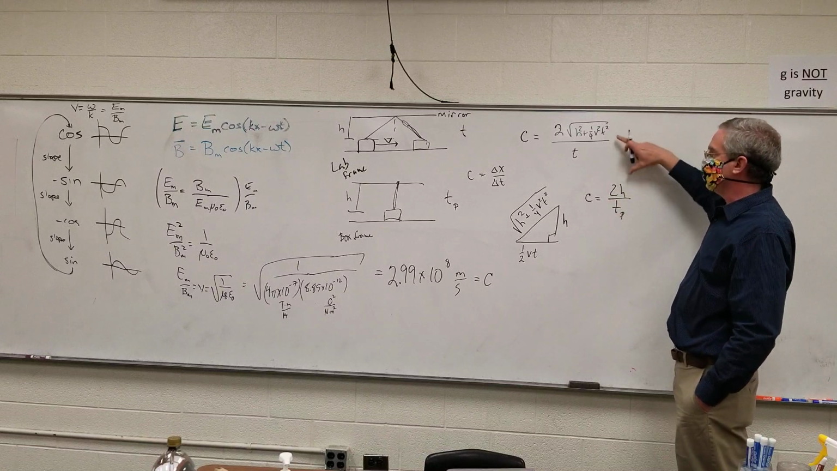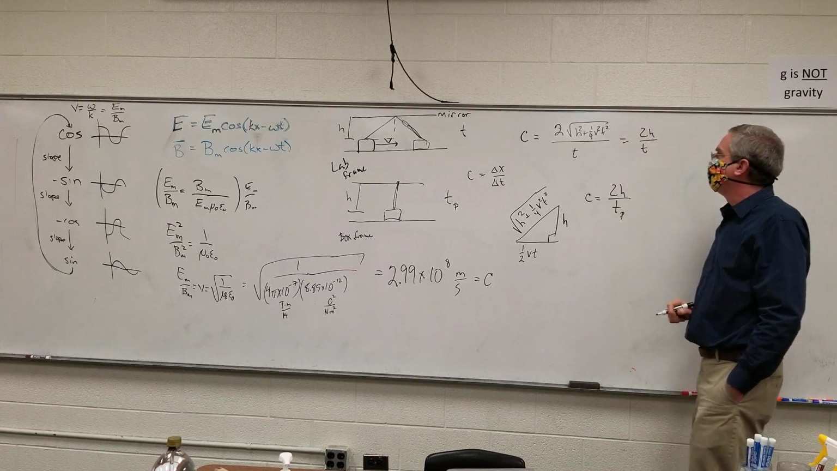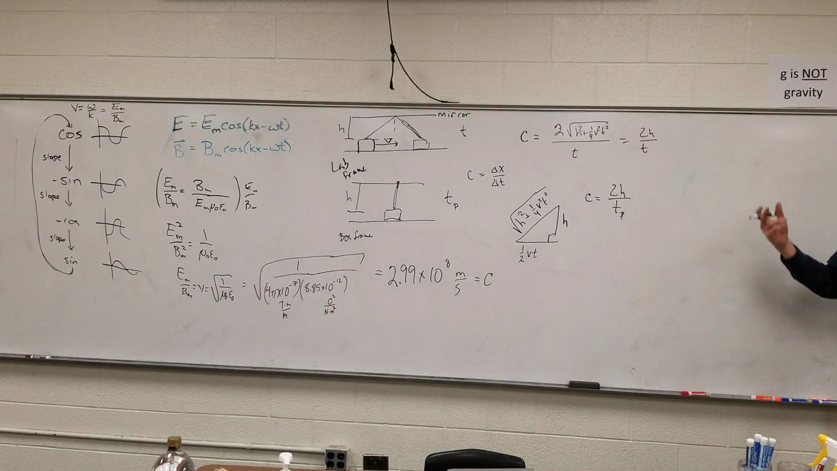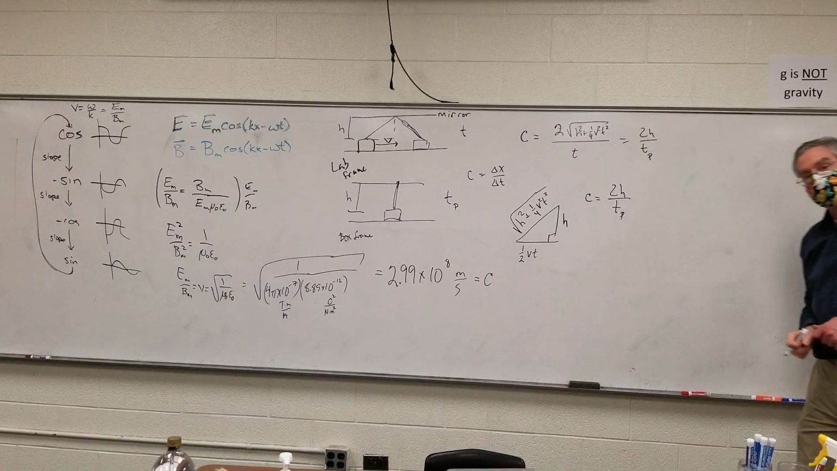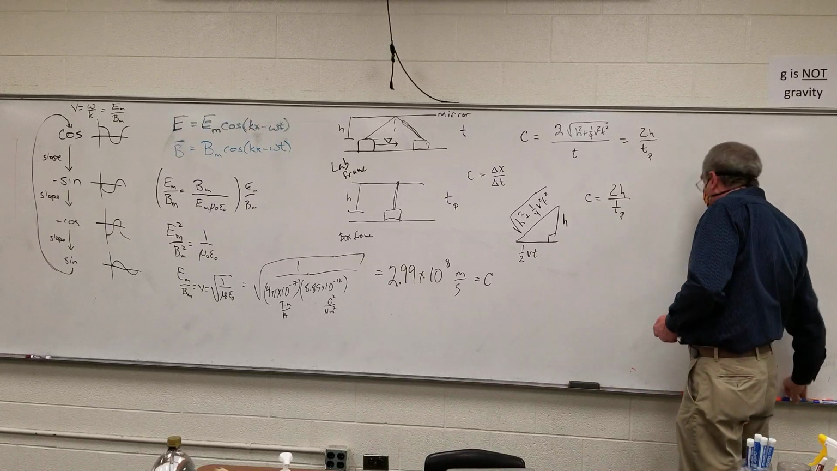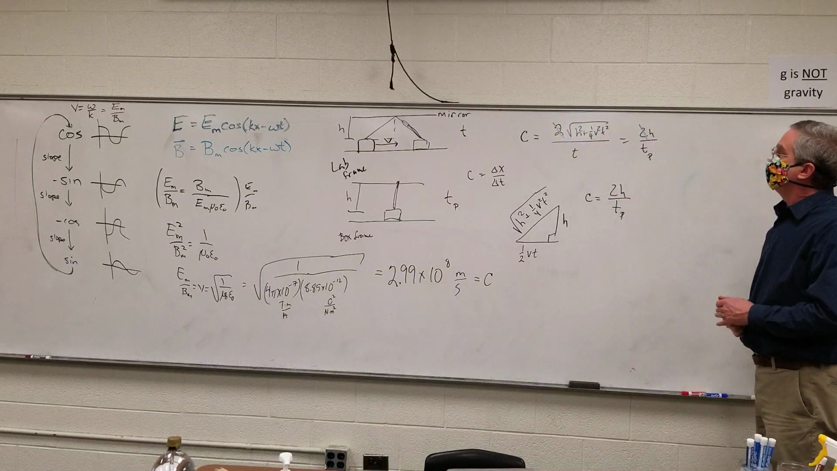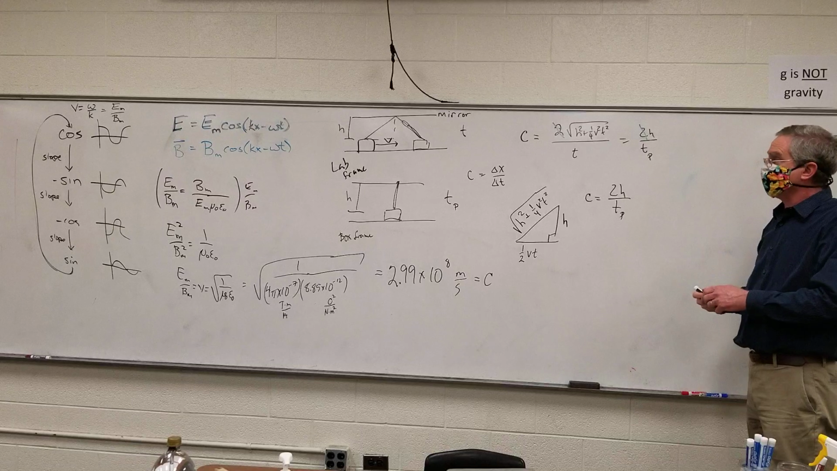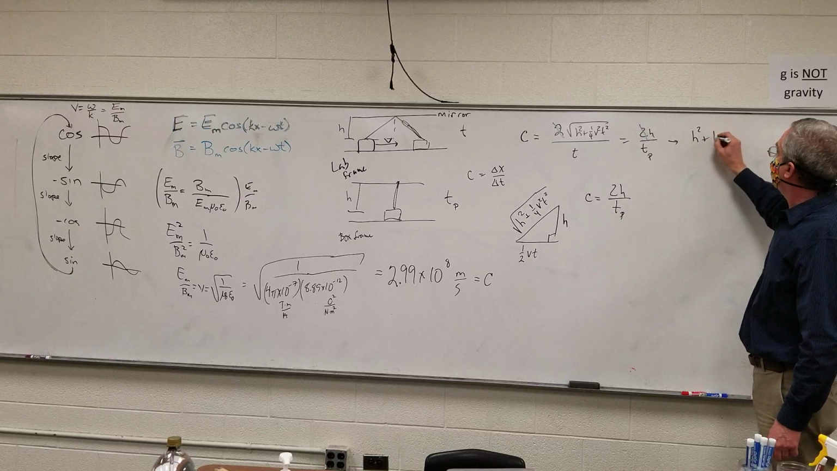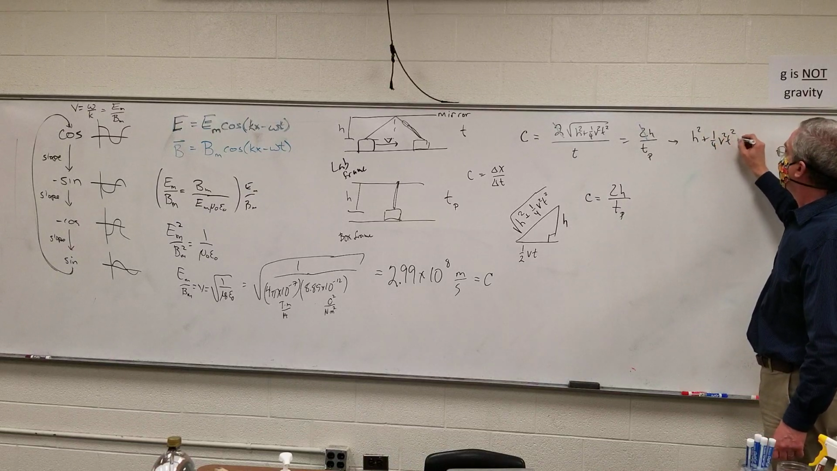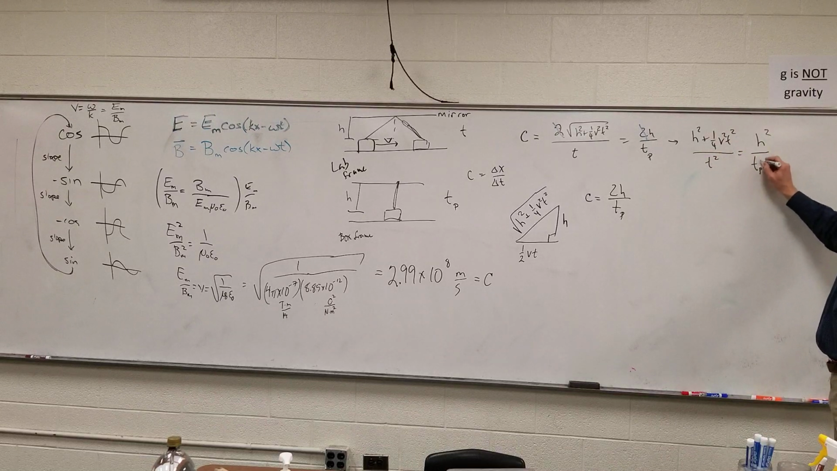So we're making the claim that these two things are equal to each other. So we can get rid of, oh, t sub p. You can get rid of t. Let's get rid of that pesky radical. Square both sides. So what I have now is h squared plus 1/4 v squared t squared over t squared is equal to h squared over tp squared.